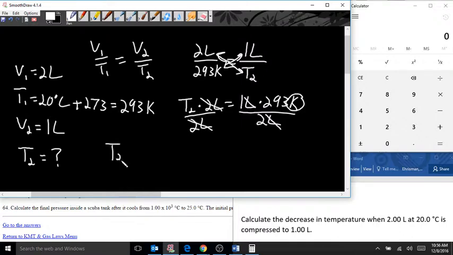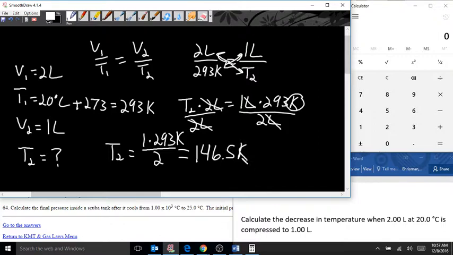So now my T2 equals 1 times 293 divided by 2, Kelvin. All right, so let me get out my calculator real quick. Trying to hurry. Where's my calculator? There it is. All right, 293 divided by 2. I got 146.5.